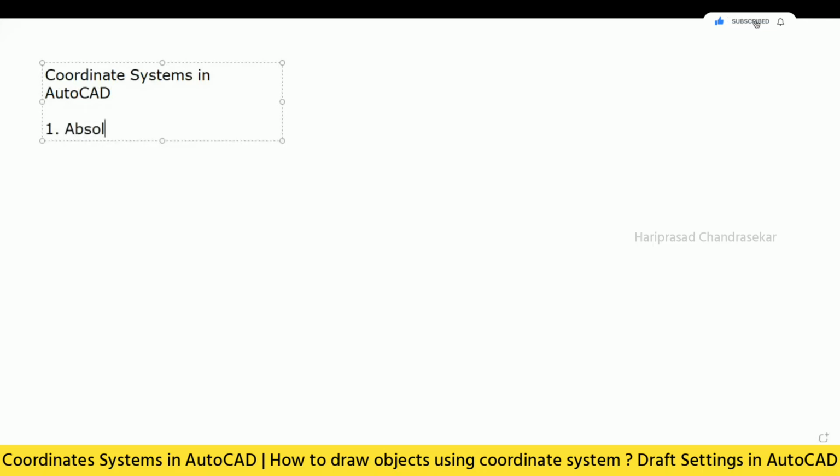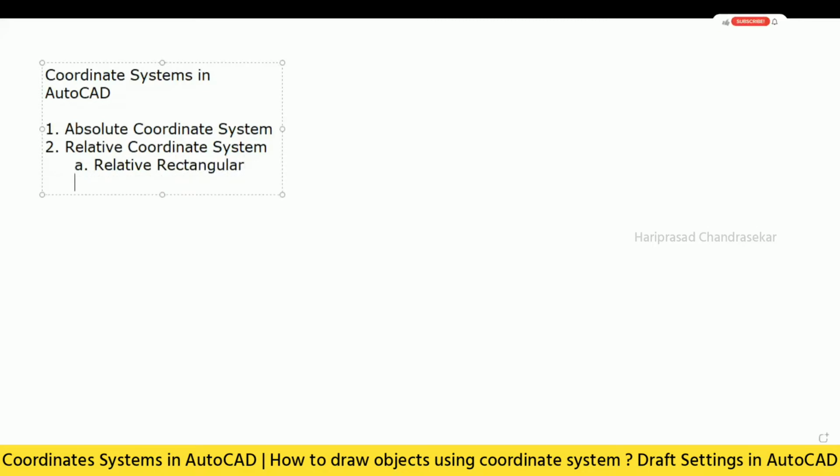One is the absolute coordinate system. Second one, the relative coordinate system. Again, in relative, we have subdivisions: relative rectangular and relative polar. These are all the three available coordinate systems we have in AutoCAD.